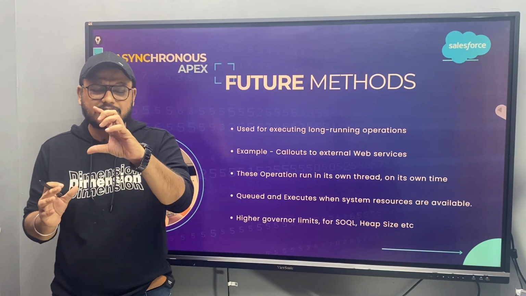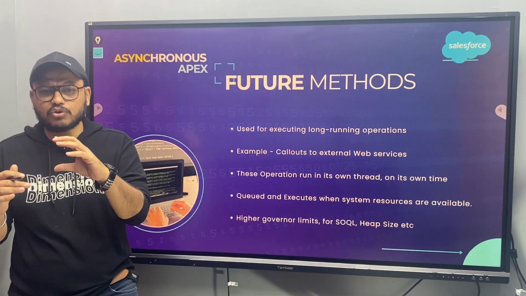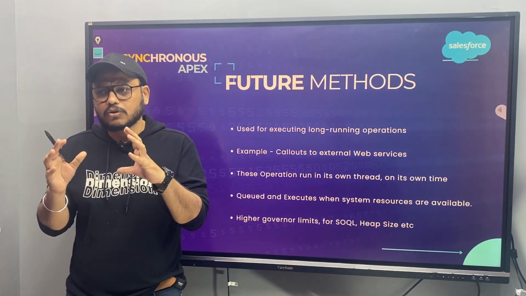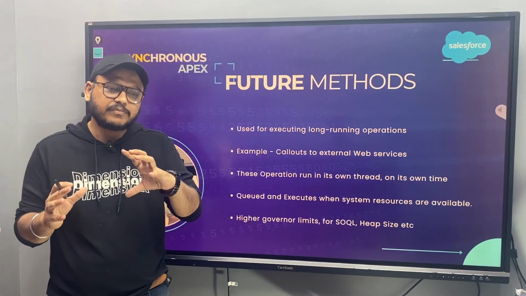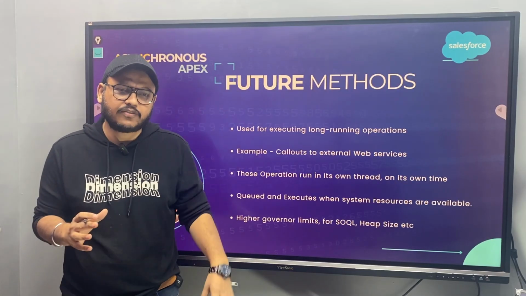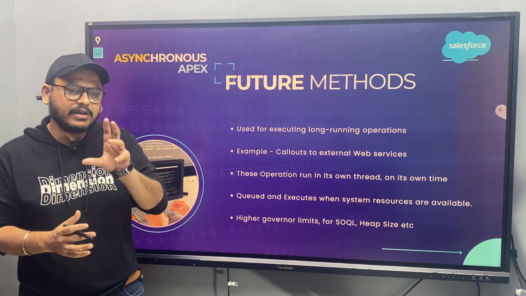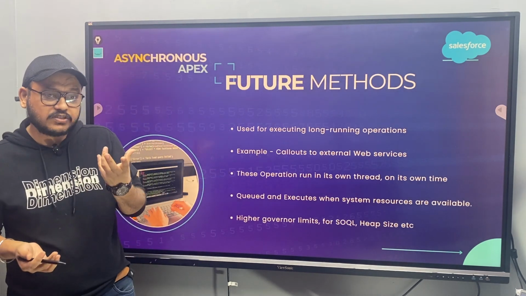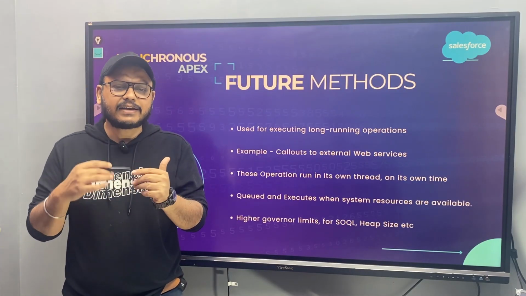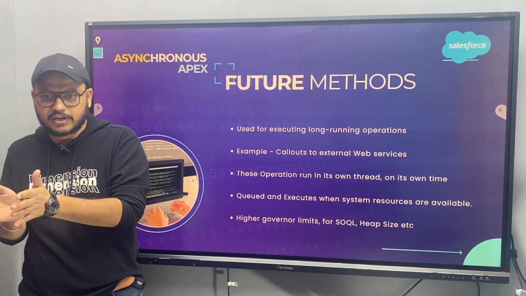Now what it is, is simply a method similar to other methods that we have in Apex. The only difference between a future method and a normal method is that a future method can be executed in future. As the name suggests, it is a method which will get executed in future. Now what does future mean? Future means it will get executed when the system resources are available, right?